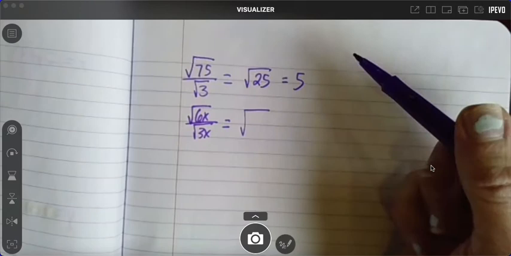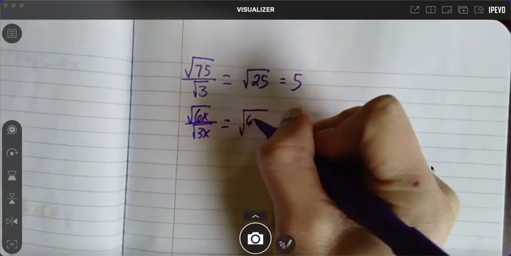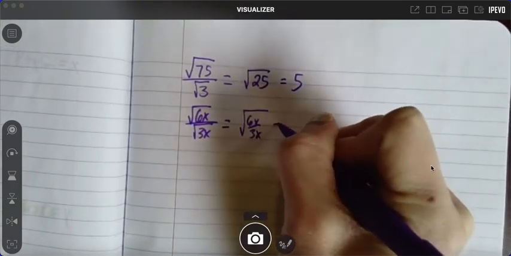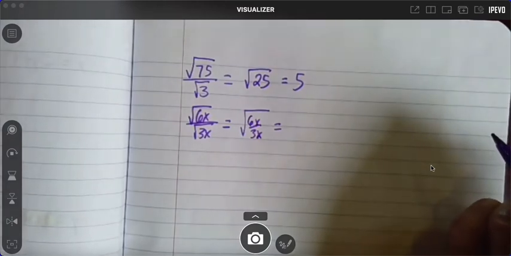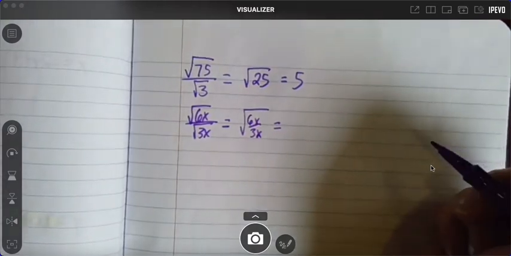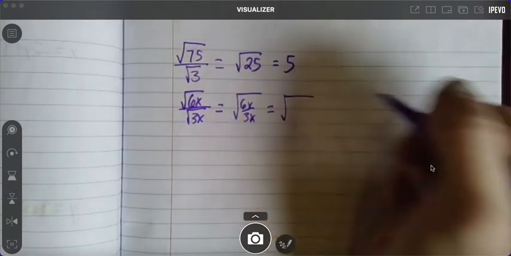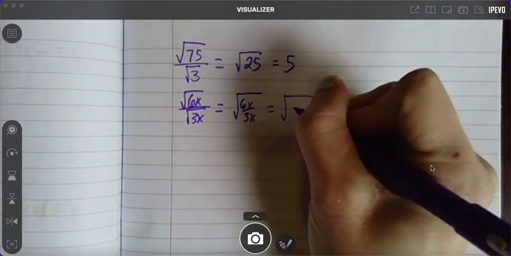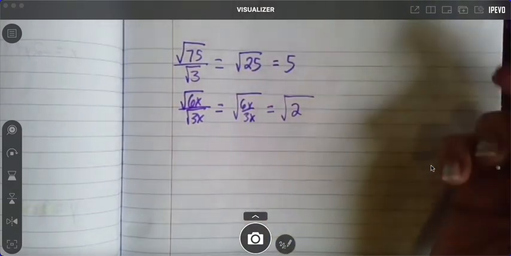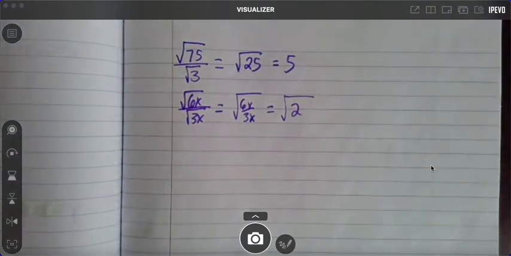Now, this one is just 6x divided by 3x. This is another way you can think of it. If you want to put it together like that, you can. What is 6? Don't forget you have this root. What is 6 divided by 3? 2. What happens to your x's? They cancel out because you have one in the numerator, one in the denominator. So it is just the square root of 2.